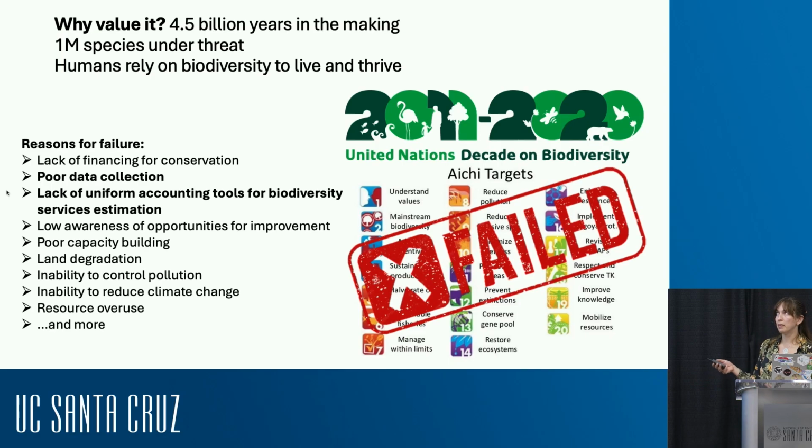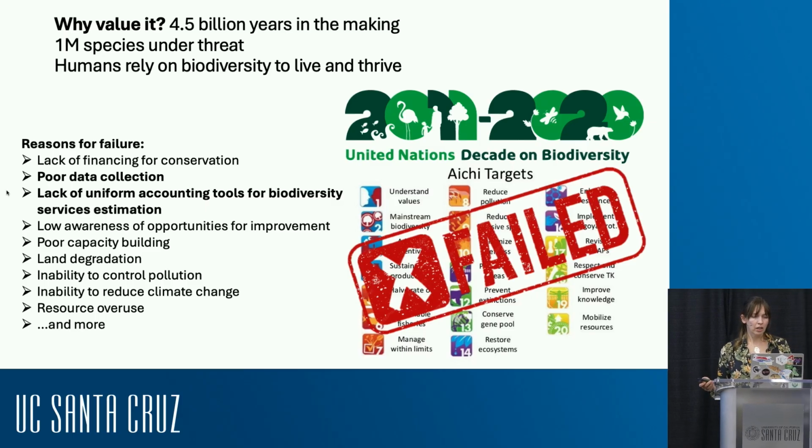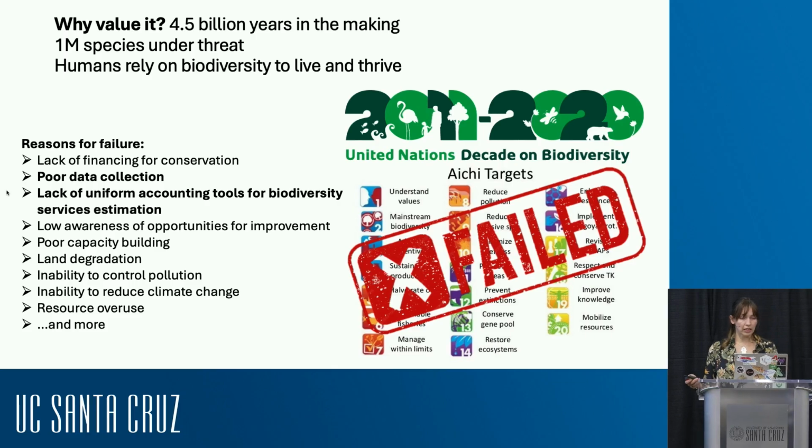And there are many reasons that they failed, but some of the reasons that really resonate with me are poor data collection and lack of uniform accounting tools for biodiversity services. So we can't even estimate the value of biodiversity, and that's part of why we're not investing in or actually making actions to decide to protect biodiversity. You can read some of the other ones on your own. And so, yeah, it doesn't work to say we're going to make all these sacrifices to our livelihoods to help protect biodiversity when it's not already interwoven with our own economy, right? We need it to be good for us and good for the planet.